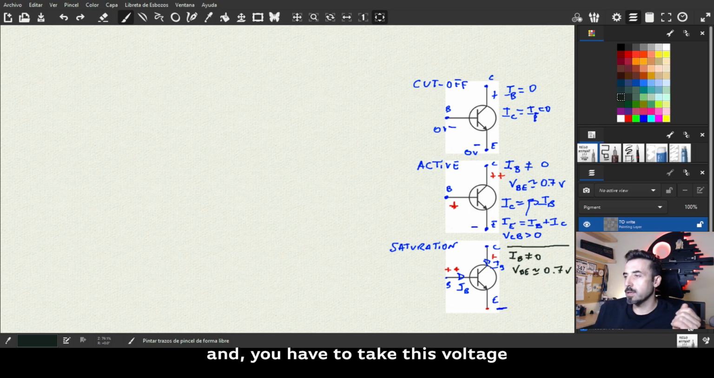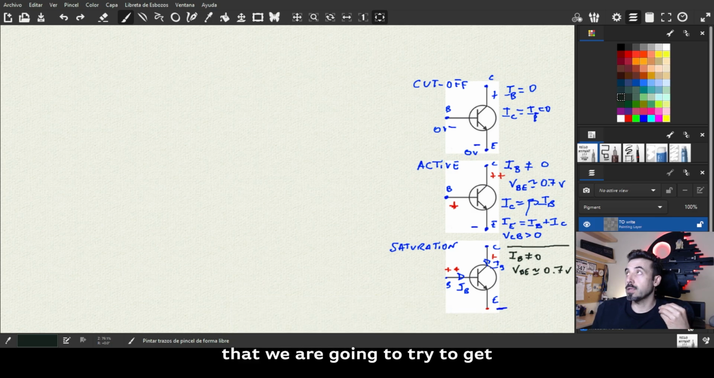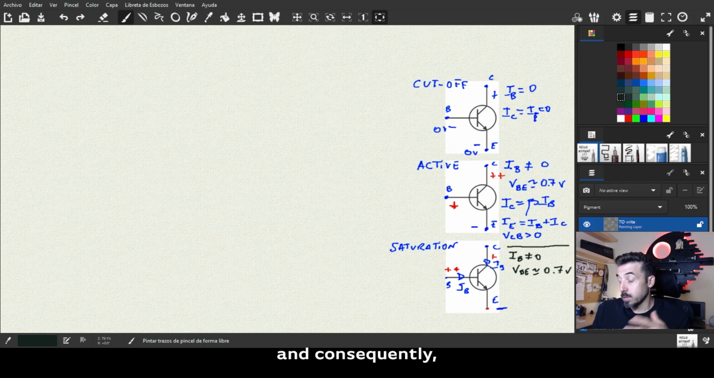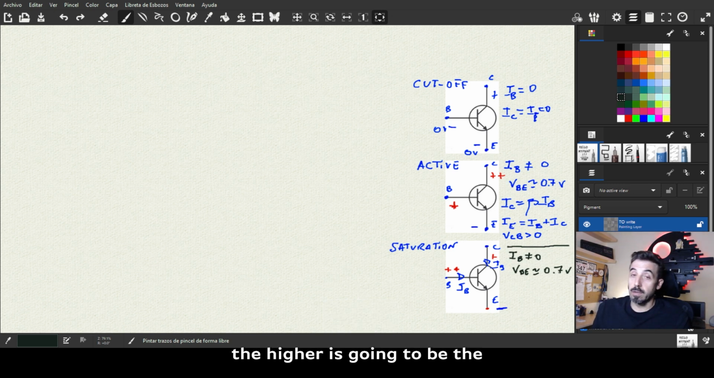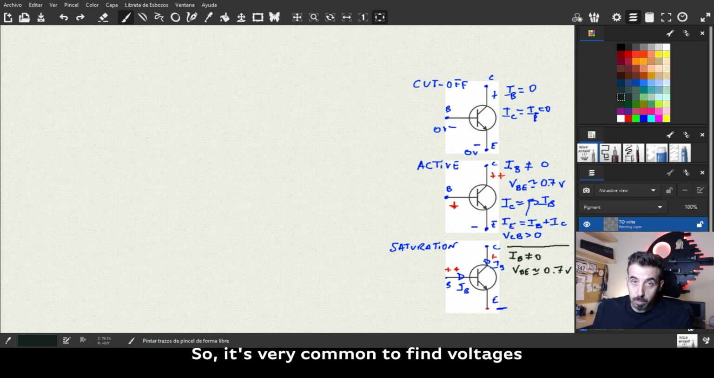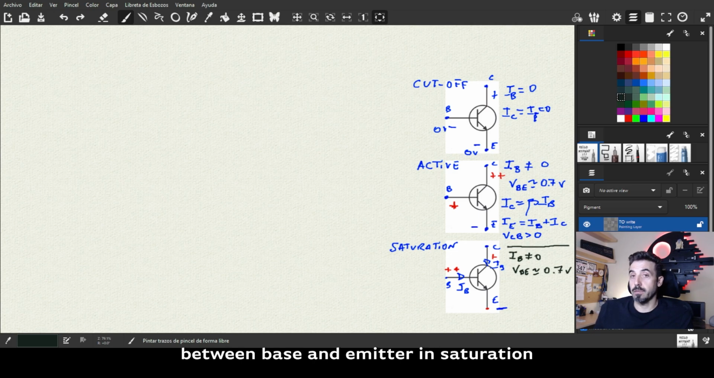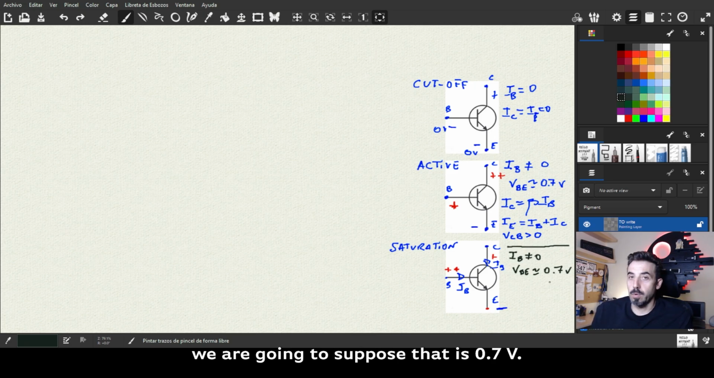And you have to take this voltage with a pinch of salt, because saturation is a mode where the thing that we are going to try to get is high current through the collector, and consequently you are going to have high current through the base. Because of that, and considering that this is a diode, the higher the current through the diode, the higher the voltage drop between base and emitter. So it's very common to find voltages between base and emitter in saturation close to 1 volt. So far we are going to suppose that it is 0.7.